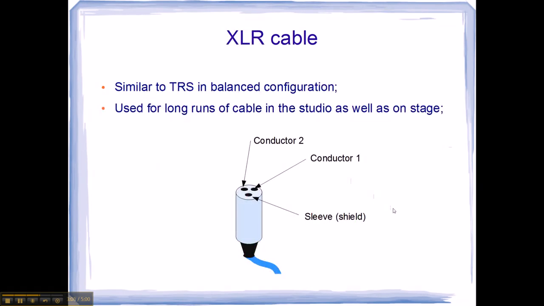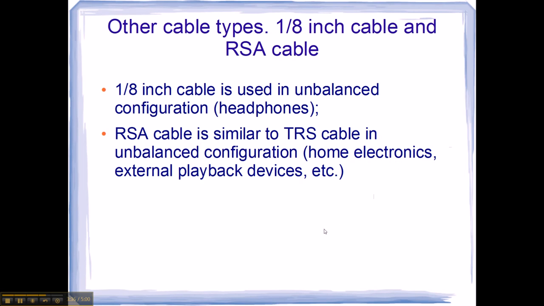Another important cable very often used in the studio is XLR cable, and this type of cable you could always see when connecting microphones. It's similar to TRS cable in balanced configuration, and usually used for long runs of cable in the studio as well as on stage, because it's less susceptible to noise, I can say, compared to the TS cable.